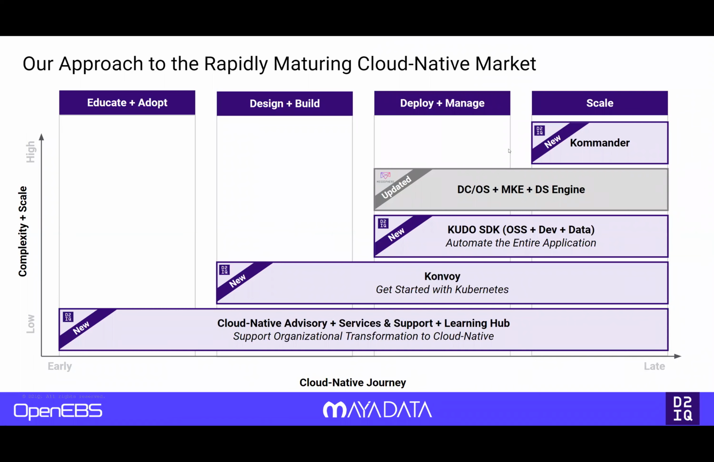So let me tell you about the solutions that we are offering that go across these phases. There's the updated version of DCOS plus MKE. This is really our Mesosphere Kubernetes Engine running on top of DCOS, which has been around for quite some time already. It provides you Kubernetes as a service for your organization, if you want to deliver it as a service to your organization in a high density fashion. Then across all these phases, we offer advisory services and support.